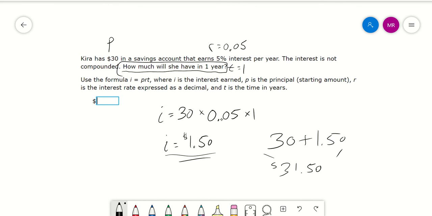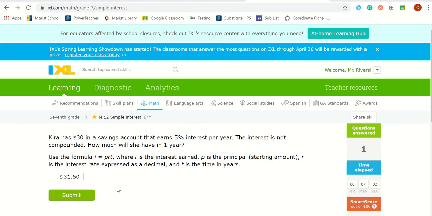$31.50. This is where you've got to really slow down, be careful, read the question you are given, and then go. You're going to work too many problems if you aren't carefully reading the question. If you type in 1.5, you're not finding what you were asked to find, so you're getting it wrong. I shouldn't say you're getting it wrong, but you are not finding what you're asked to find. So we go back to IXL and $31.50.